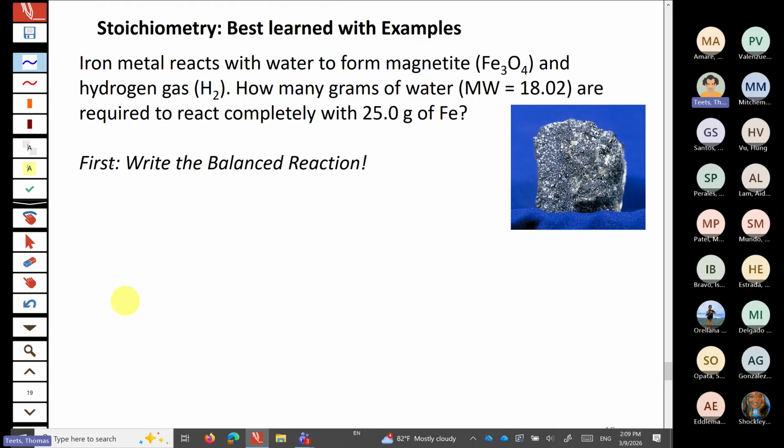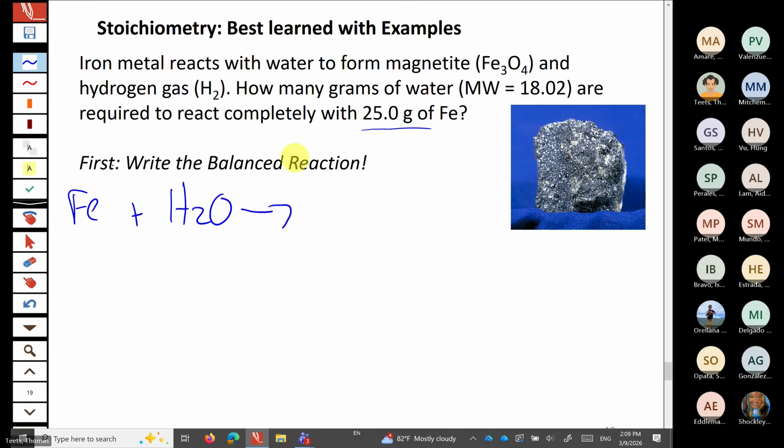But anyway, here's another one. Iron metal reacts with water, sorry, to form magnetite and hydrogen gas. How many grams of water are required to react completely with 25 grams of iron? So we need the balanced equation first. So iron metal, Fe, reacts with water, H2O. Hopefully you know the formula of water by now.